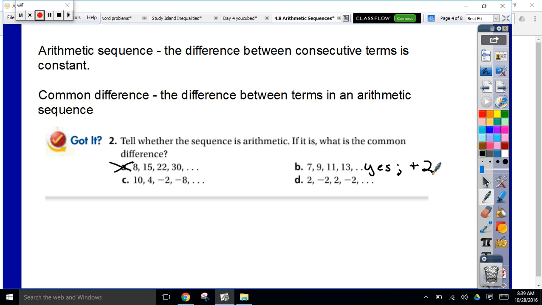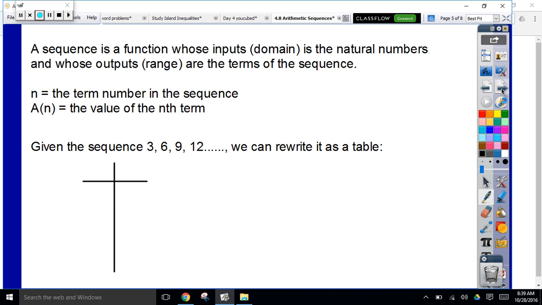Yes, and what's the common difference? Good. Okay, and letter D. Sophia? No, why not? Because it goes down by 4 and then up by 4 and down. Yeah, it keeps switching and going back and forth. Okay, good. Now, on to the next part.